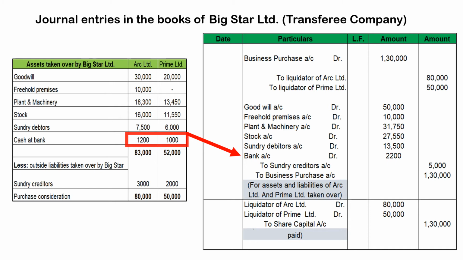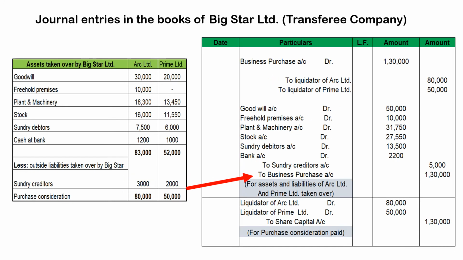To sundry creditor account, we apportion rupees 5,000 and that is obtained by adding 3,000 and 2,000 respectively. The purchase consideration amount is added up to record the journal entry of 1,30,000 as business purchase. Now let's have the balance sheet after amalgamation drawn.